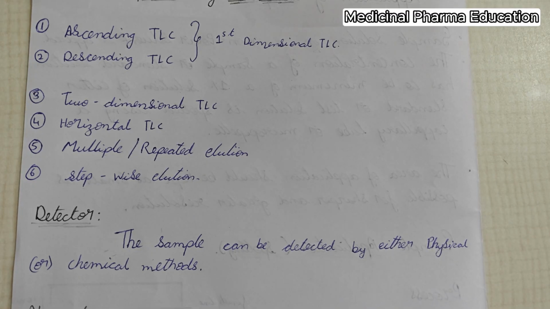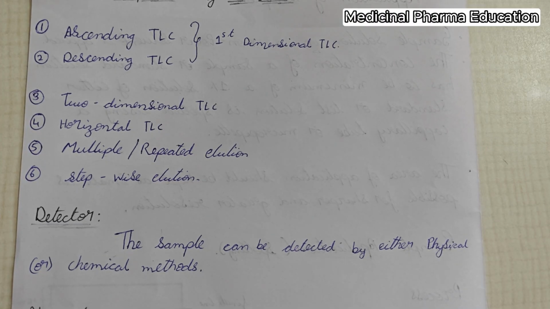We remove mobile phase 1, and again we place the TLC plate in mobile phase 2. Then also the sample separation occurs partially. Again we change the mobile phase. This is the third mobile phase, and the sample is placed in it. The separation of the sample is completed. Until the sample is separated, we keep changing the mobile phase or its polarity to get the results. That is called stepwise elution.